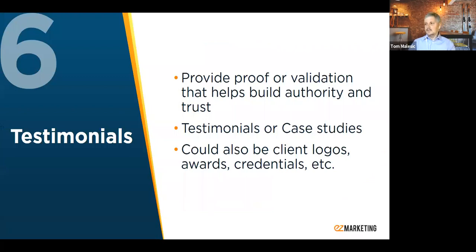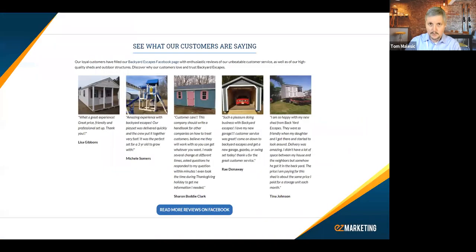Now, number 6 is to provide some kind of social proof that you're really good at what you do. And in many cases, what we use is testimonials or case studies, but you could also use things like client logos or awards or any kind of credentials or icons that reflect that you're really good at what you do. So there's a couple ways that we do this kind of testimonial.